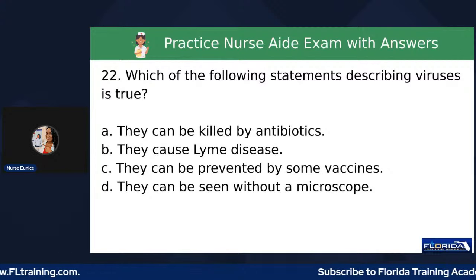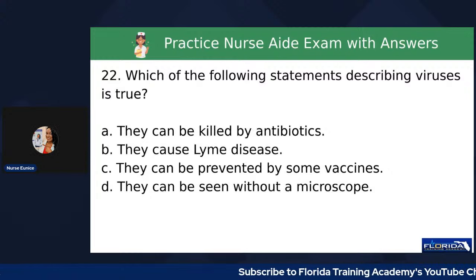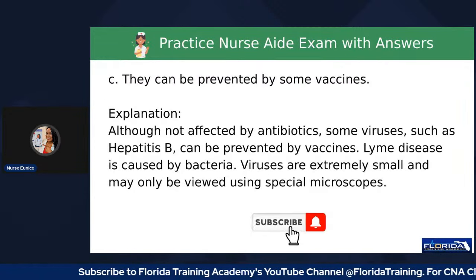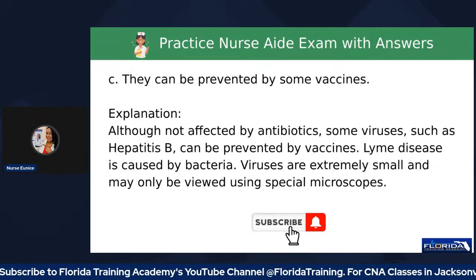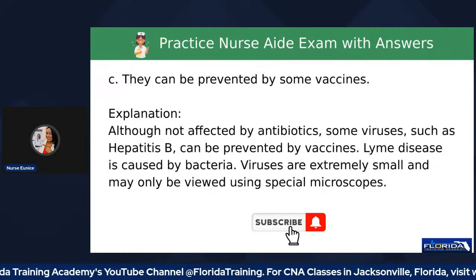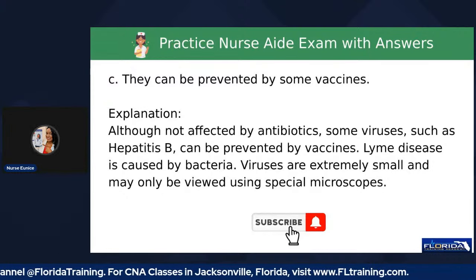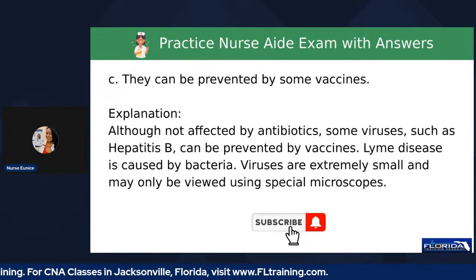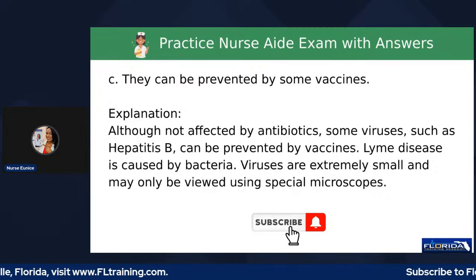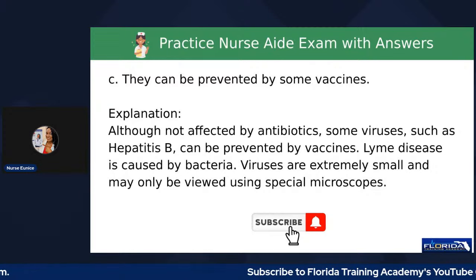I see you, Beyonce. I see you, Levert. I see you, Nadine. Great job, everybody. The answer is ding, ding, ding. It is C. Viruses can be prevented by some vaccines, which is why we talked about Hep B. Your job is going to offer you a vaccine. Lyme disease is caused by bacteria, and viruses are very small, and they usually require a microscope to be seen.